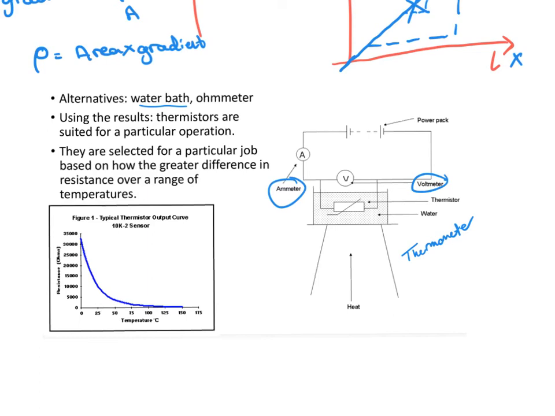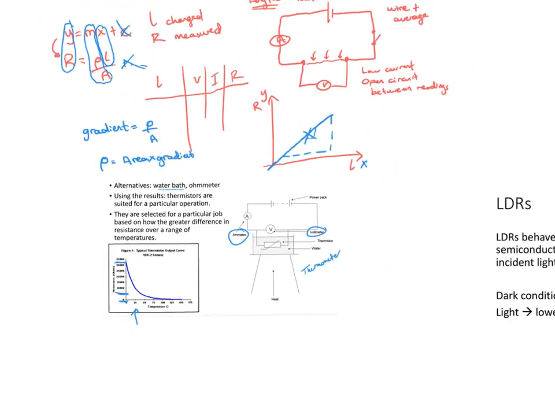So thermistors are usually used depending on what job you need them to do. So they will have different resistance ranges. And as you can see from the graph, there's a very sharp drop between certain points compared to other resistances. So depending on what we want to use them for, they need to be described in that way.